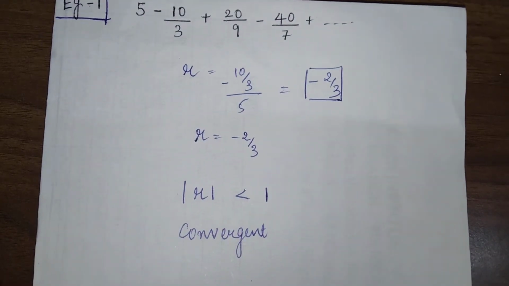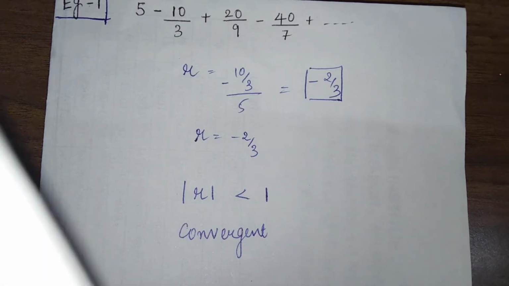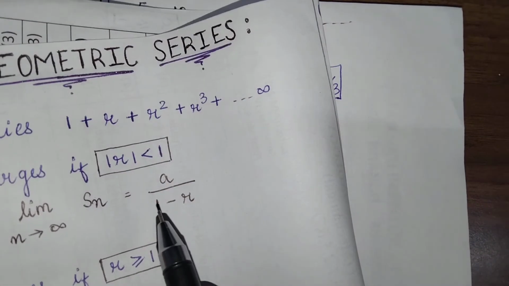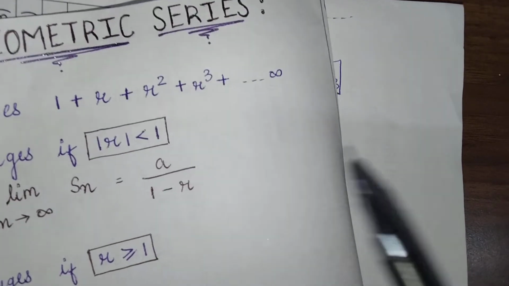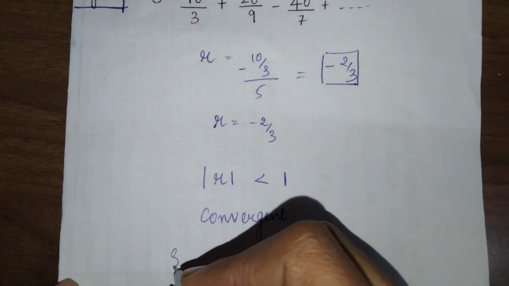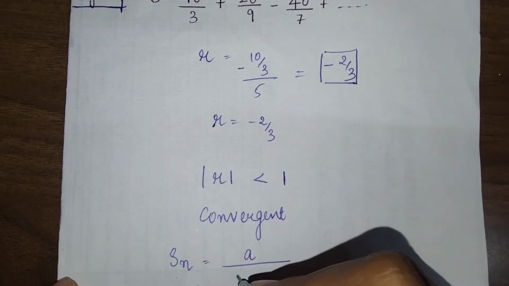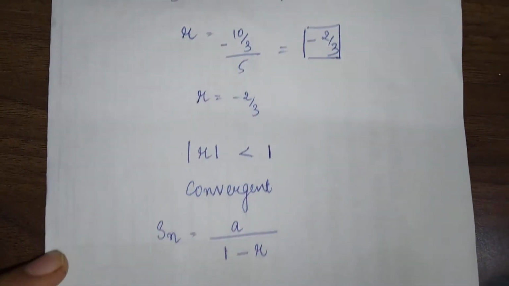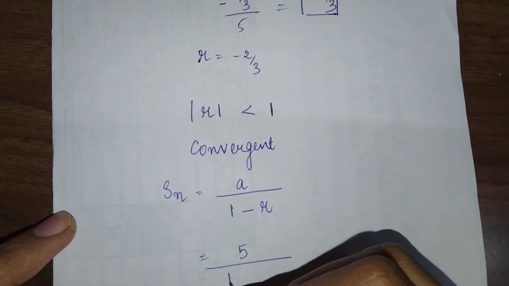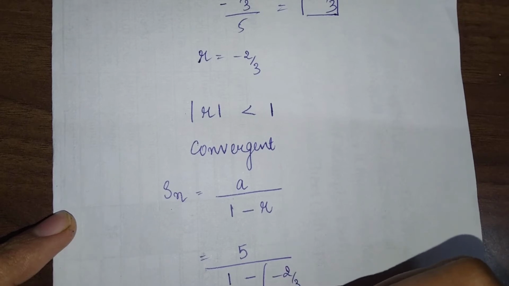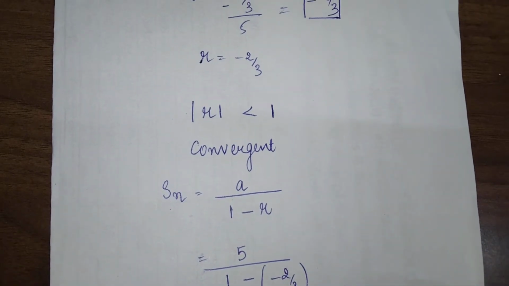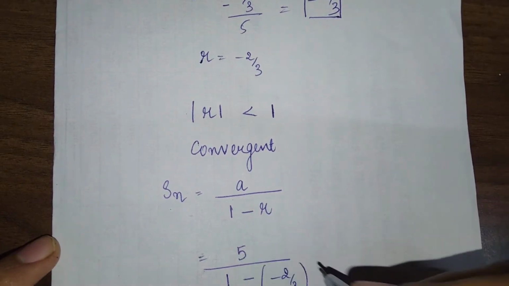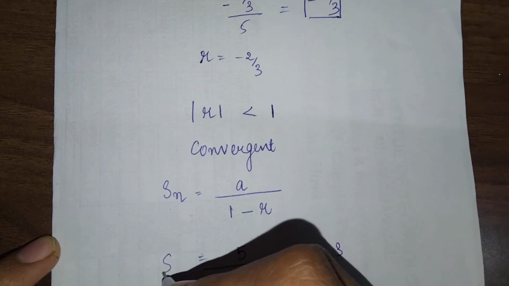But if we want to find the sum of the series, then we can find it by using this formula, that is a upon 1 minus r. So sum of the series is equal to a upon 1 minus r. Okay, now what is a here? A is 5. So 5 upon 1 minus 2 by 3. Okay, and whenever you solve it, you will get 3. Okay, the sum of series will be 3.